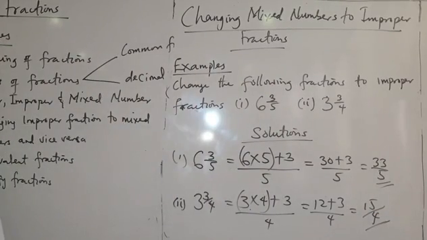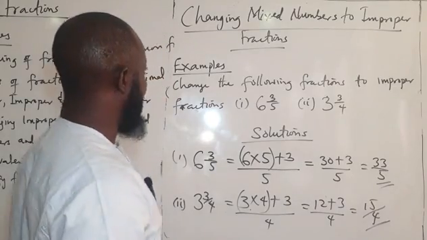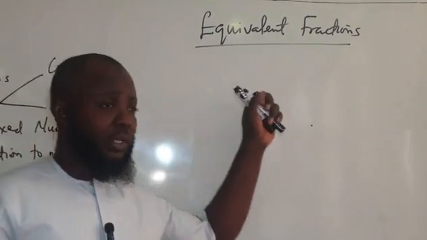I hope this is very clear. So we'll be able to talk about the first one, second one, third one, fourth one. So they will now move to equivalent fractions. I believe this is very clear to you. Alright? Equivalent fractions is the next one.